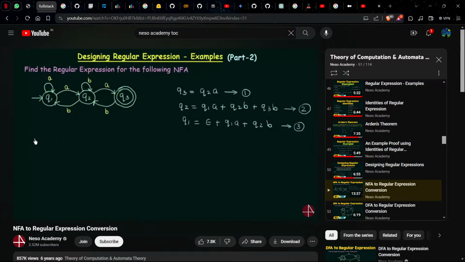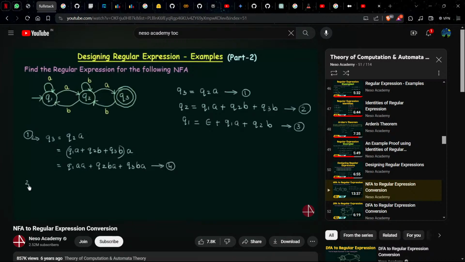Now what we have to do is simplify these equations. First let's take equation number 1, which is state Q3. Q3 is equal to Q2A, and we can substitute the value of Q2 from equation number 2. So Q2 can be written as Q1A plus Q2B plus Q3B, and this A can be written as this. Now let me simplify further by taking this A inside: Q1AA plus Q2BA plus Q3BA. Let me call this equation number 4.